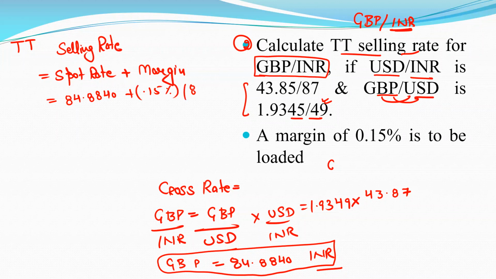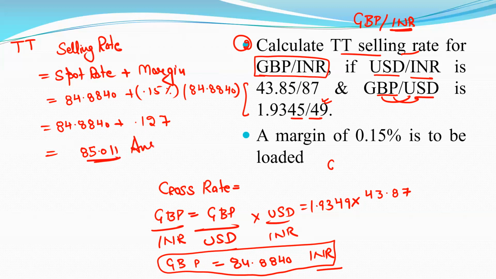0.15% of 84.8840. So when we calculate it, 84.8840 plus 0.15% of 84.8840 comes out to be 0.127. Clear? And I request all of you, please use a calculator while solving. There is not much big deal, you just have to understand. So this comes out to be 85.011. Clear? So this is the TT selling rate.